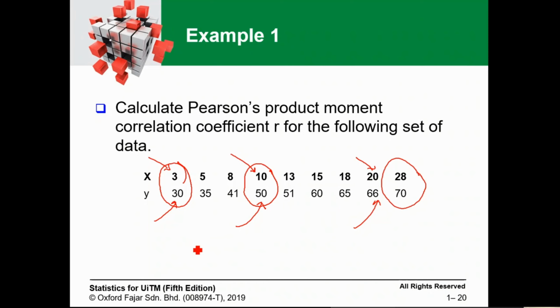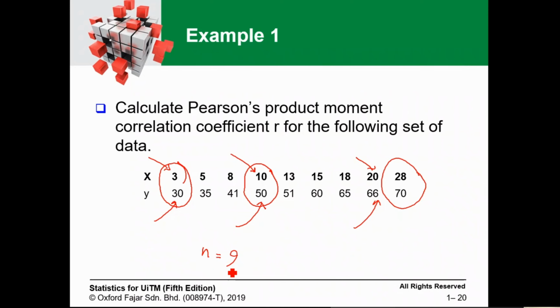So now, if you remember in our calculation, we have n. N is the number of observations. So how many observations do we have in this example? Okay, just 1 minute. So yes, the number of observations here is 9 because each set of data is an observation. So this is 1, 2, 3, 4, 5, 6, 7, 8, and 9. So we have 9 observations.